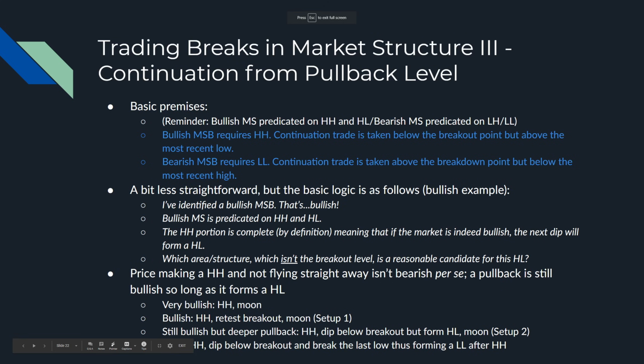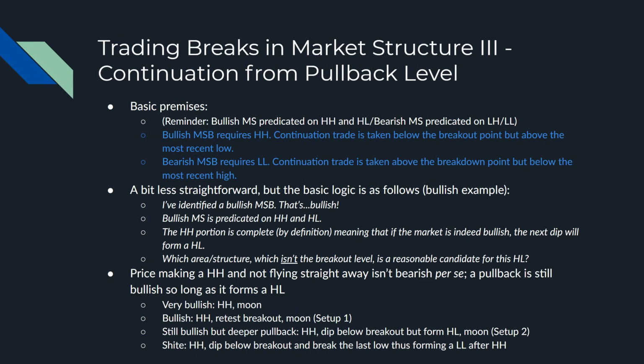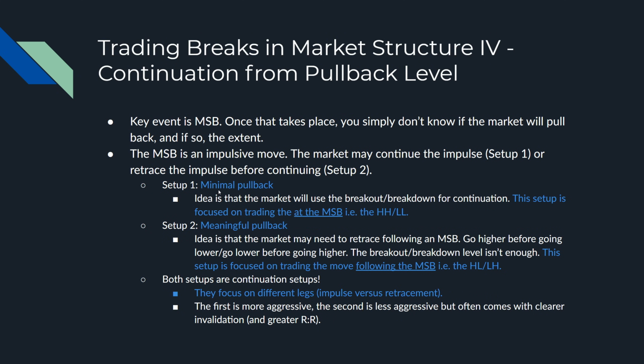I think the distinction is made most clear on this slide here. The key event is the market structure break. Okay, that's the overriding narrative. Once that takes place, you simply don't know if the market will pull back, and if so, the extent. To use different terms, the market structure break is an impulsive move, and then the market may continue the impulse, setup number 1, right? So basically nothing, impulse, and then minimal pullback, and then goes higher, right? Or it may retrace the impulse before continuing. But in both cases, as we covered earlier, the idea is either continuing the impulse or continuing after retracing the impulse. In both cases, these are continuation setups, right?